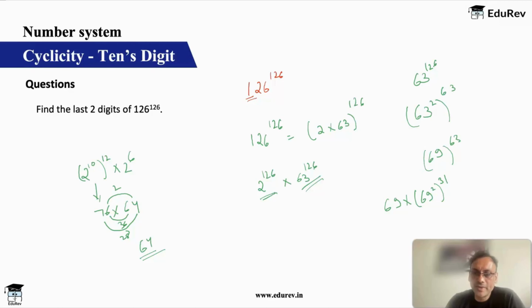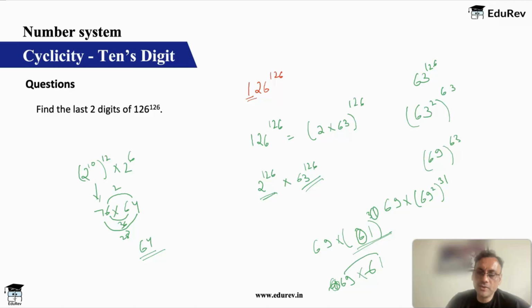Now 69 square is how much? 9 into 9 is 81, 8 carry, 9 into 6 is 54, 54 plus 54 is 108, 108 plus 8 is 116, so you get 61 to the power 31. Okay, so this has converted to 1, so 1, and then the units digit and the tens digit, 6 into 1 is 61, and then we had a 69 here.